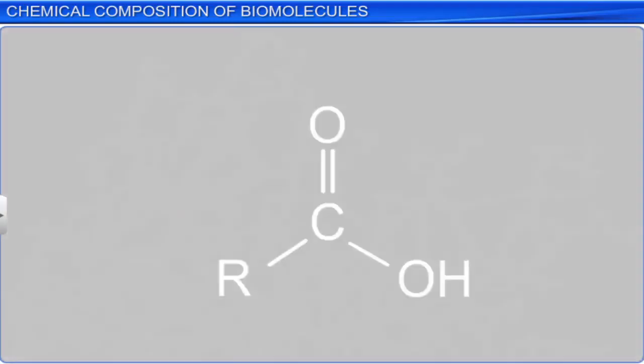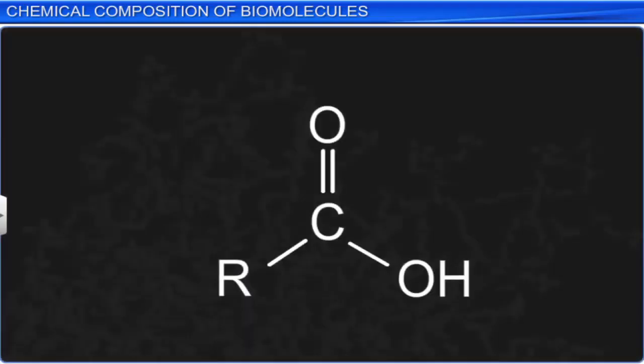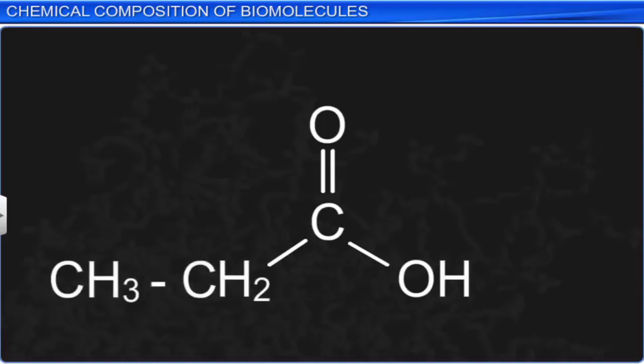Fatty acids that form lipids have a carboxyl group attached to an R group. The R group could be a methyl, ethyl, or a higher number of CH2 groups, with 1 carbon to 19 carbons.